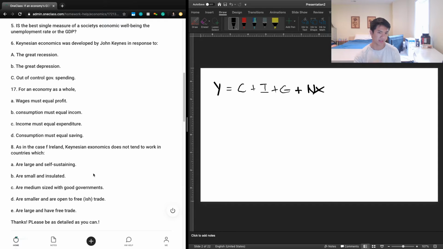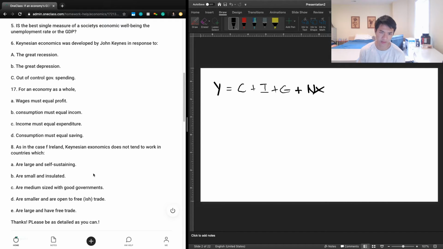Is the best single measure of a society's economic well-being the unemployment rate or the GDP? And so this is, again, a very conceptual question. It has nothing to do with calculations or anything like that. What is commonly accepted as a single best measure of a society's economic well-being is the GDP, and that's because the GDP represents total value produced in the country. If we were to divide that by the population, we would get GDP per capita, which is on average the resources available to the average citizen. And so economic well-being is usually estimated through the overall GDP.